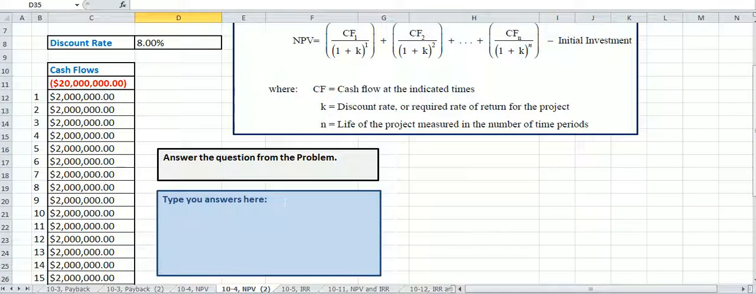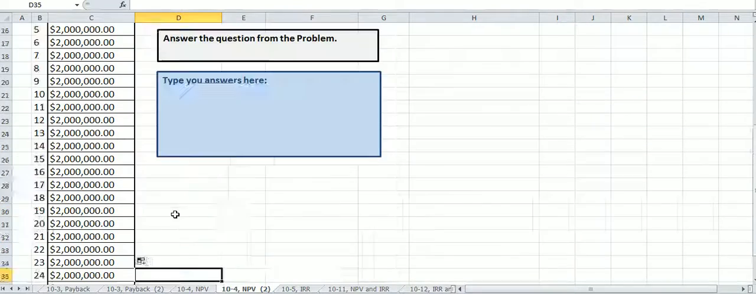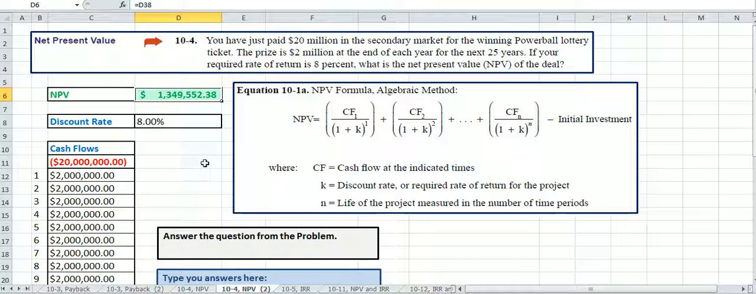So that gives us our answer here and also up here. So our net present value is $1,349,552.38.